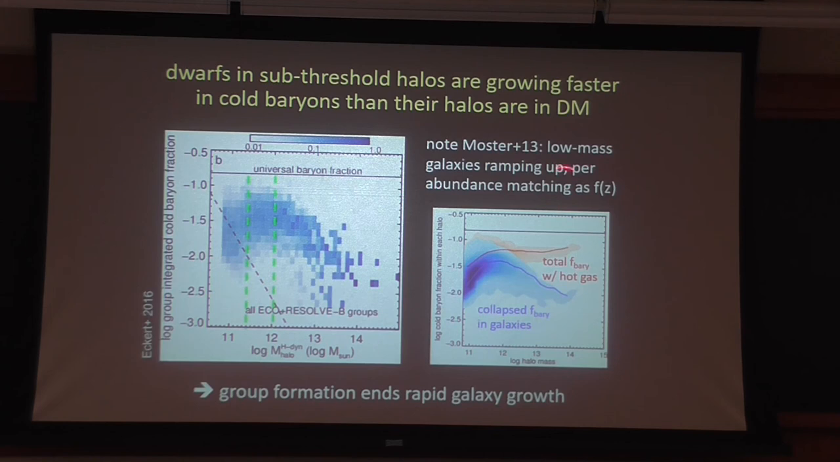So there's a Moster et al. 2013 paper that used abundance matching over multiple epochs in redshift and saw that low mass galaxies are actually ramping up. So the punchline of all this is that group formation ends rapid galaxy growth. And of course, ultimately that ends with lots of hot gas.